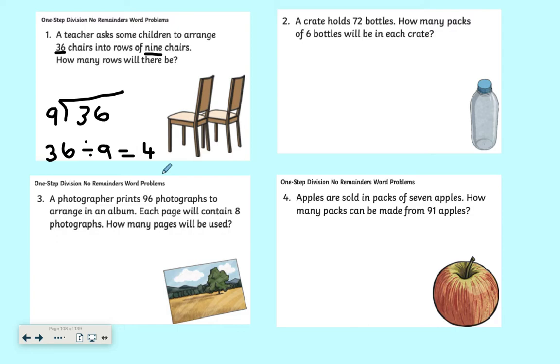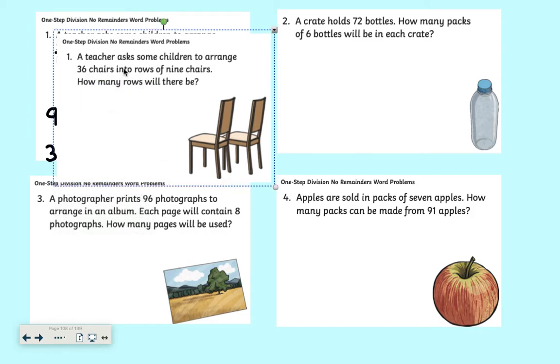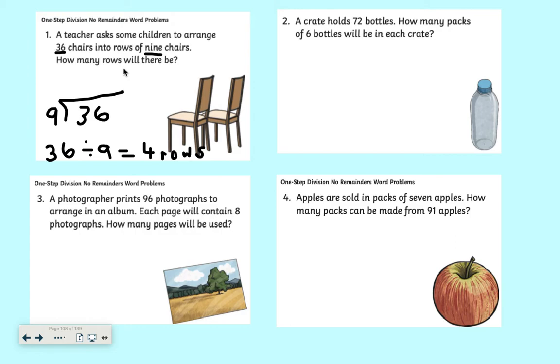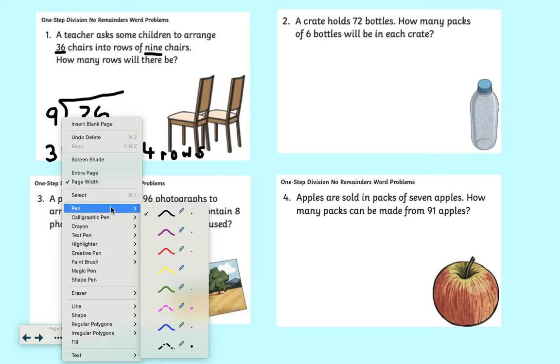But I must know what the 4 means. 4 apples, 4 oranges? No, it's asked me for how many rows. So I must make sure that I write what my answer represents, okay? So that answer represents 4 rows, because at the end it asks us how many, okay? How many rows will there be? Whoop, there we go. How many rows will there be? Okay, just get that pen back.